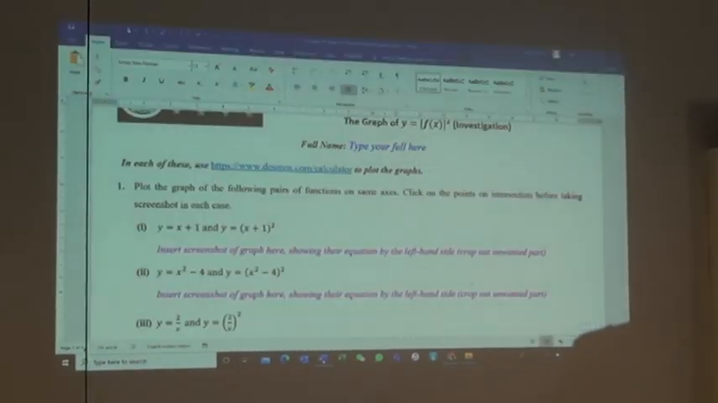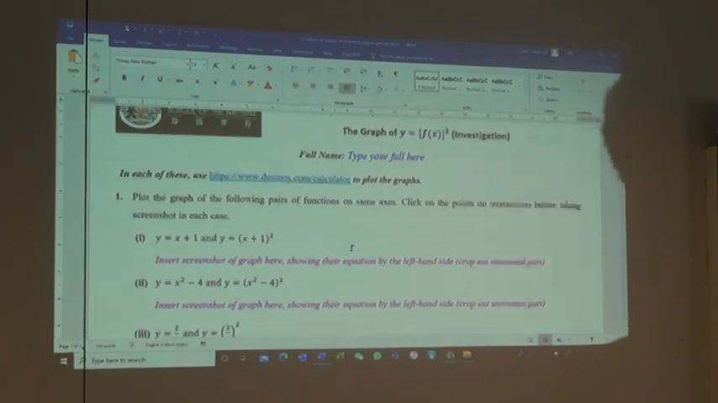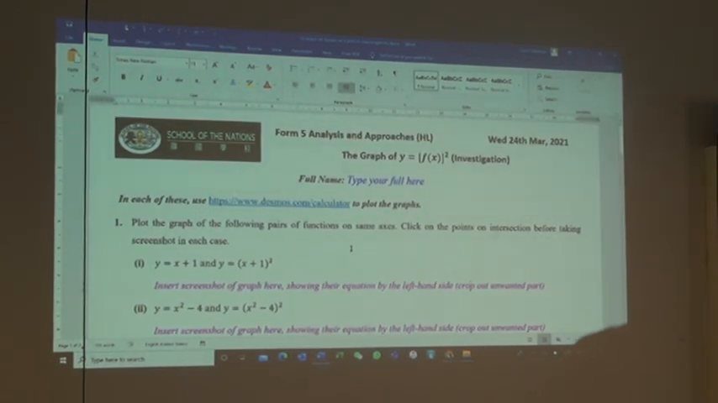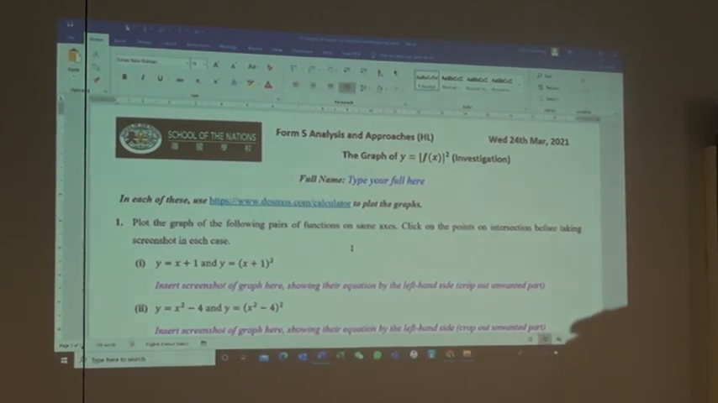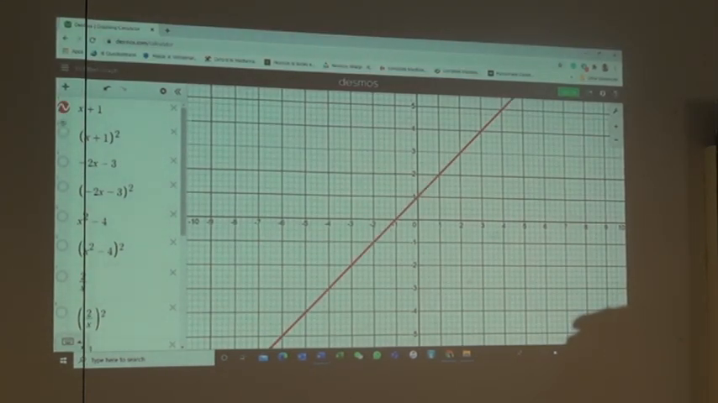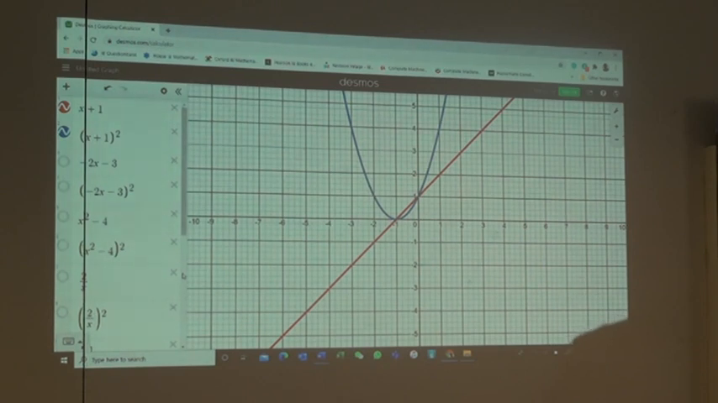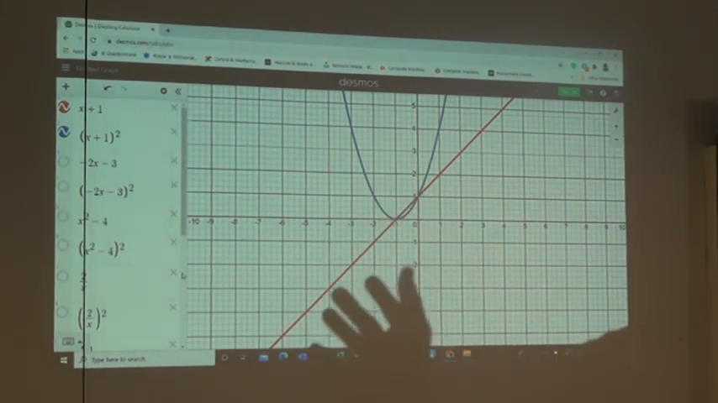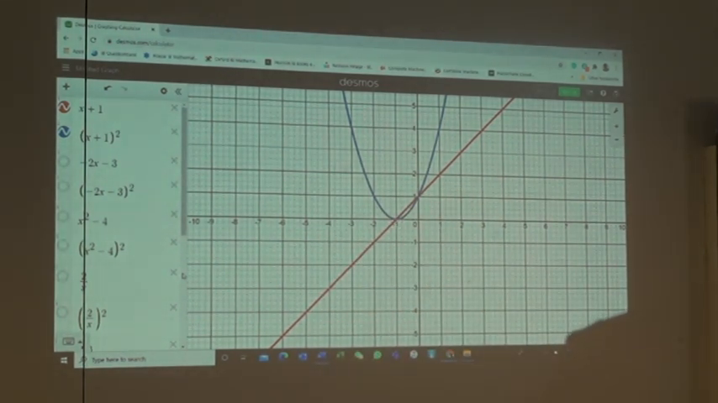All right, so this is the investigation. I believe you have tried some, so let's look at it together. Plot the graph of these pairs of points on the axis. So let's start with the first one. The first part is talking about, not for the general class, it's just HL, sorry. The first part is talking about the relationship.